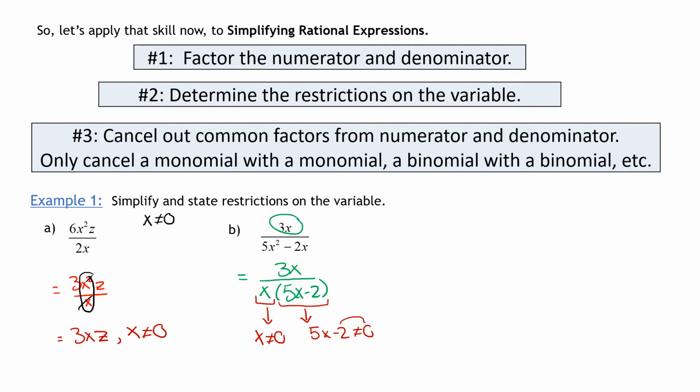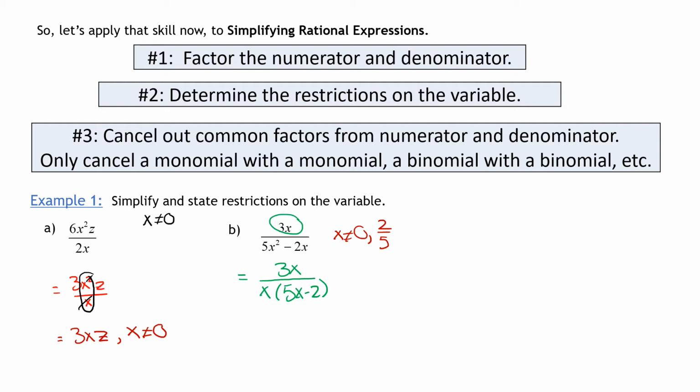So if I bring the 2 over, I get 5x cannot equal 2, and I divide both sides by 5, and I get x cannot equal 2 over 5. So I have two restrictions. I'm going to rewrite them up at the top here. X cannot equal 0, and x cannot equal 2 over 5. Those are my two restrictions on the variable. So I'm going to erase all of this red work I did down here. Okay, so remember when you have a monomial, the restriction is always just 0. All right, that was step 2.